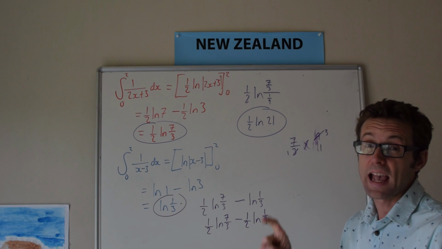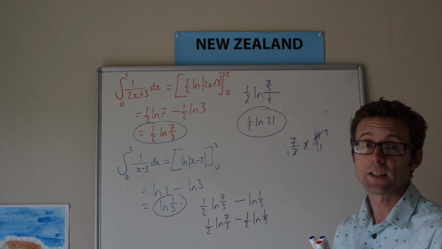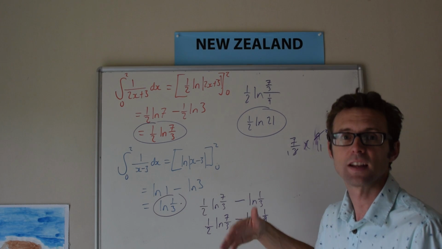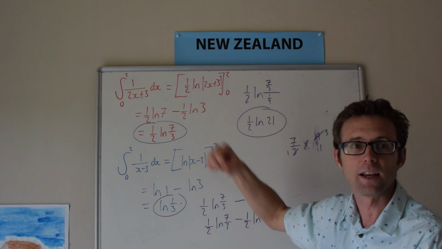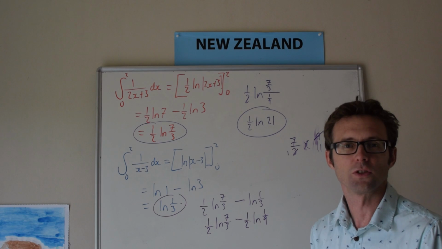Just remember that when you do your log rules when you're working with these. And secondly, remember that if you've got an area underneath the x-axis, that's going to be a negative area, and when you're adding an area above and an area beneath, you need to turn that negative one into a positive so you get an overall positive total area.